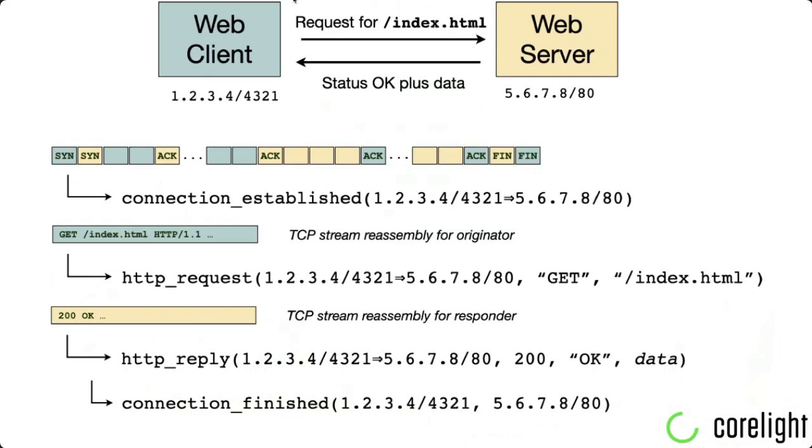Web traffic involves multiple steps, right? There would be some traffic between a client and the server. For example, this client would request some document and the server would send back some response and a status. Zeek then would allow you to see that some connection gets established between two hosts. Then it would extract that TCP stream between these two hosts and reassemble it, and give you an HTTP request and also do the same for the responder side. Trigger a reply, and also detect that the connection is finished ultimately.